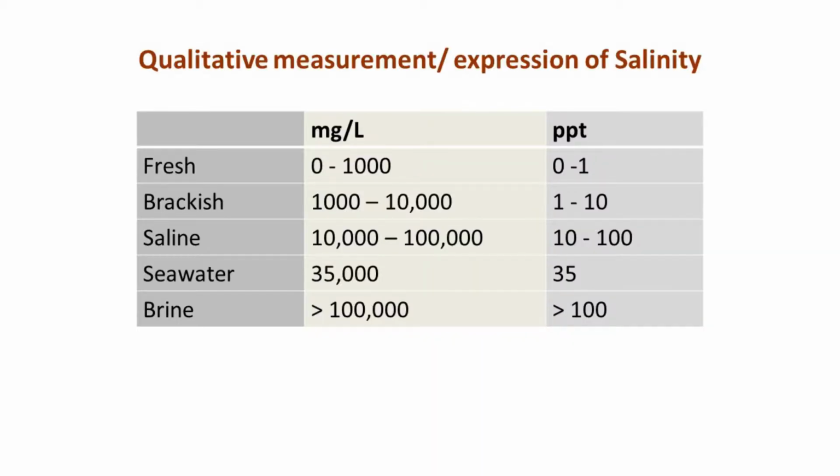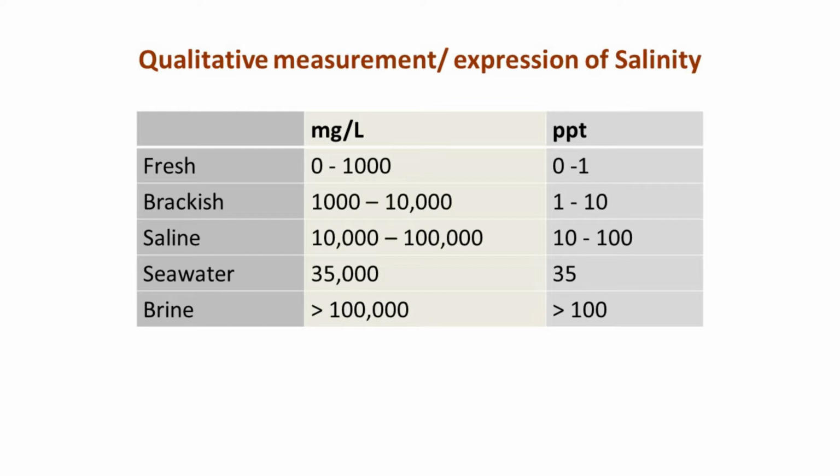Now, with the qualitative expression of salinity, we can categorize the groundwater into various categories. If the salinity is between 0 to 1000 milligram per liter, it can be classified as fresh groundwater. If the salinity varies between 1000 to 10,000, it can be categorized as brackish water. If the salinity varies between 10,000 to 1 lakh milligram per liter, it can be categorized as saline water. And if the salinity is around 35,000 milligram per liter, it is similar to sea water. And if the salinity is more than 1 lakh, it is categorized as brine water.